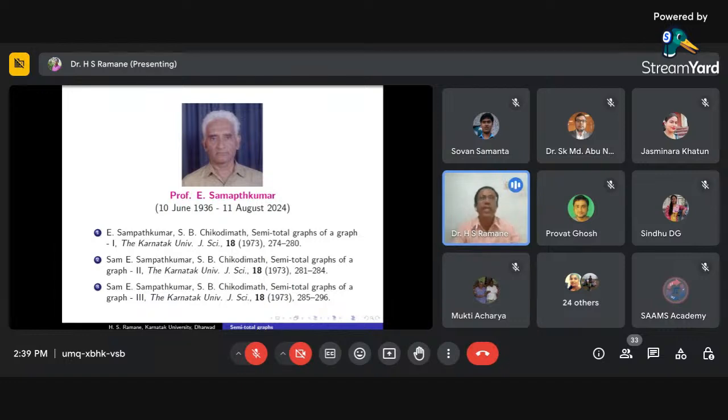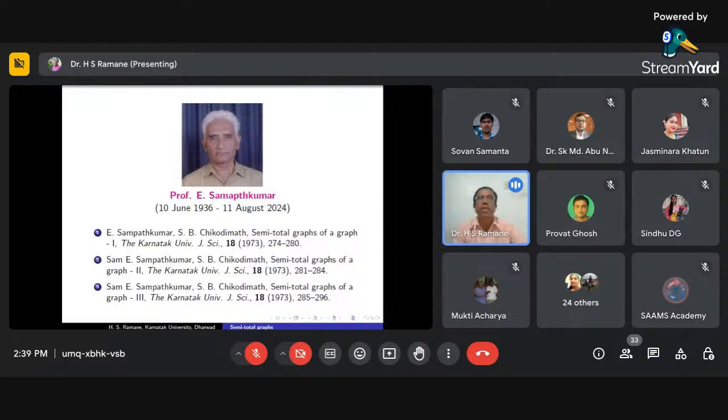He got this idea from coloring, because coloring of a graph is just assigning colors to the vertices of a graph such that no two adjacent points have the same color, correct? And then total coloring means assigning colors to the points as well as the lines, so that no two adjacent or incident elements, elements meaning here points and lines, have the same color.